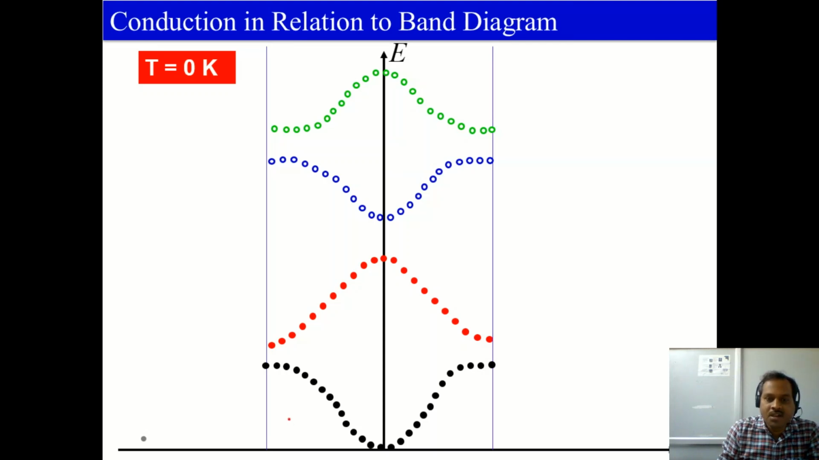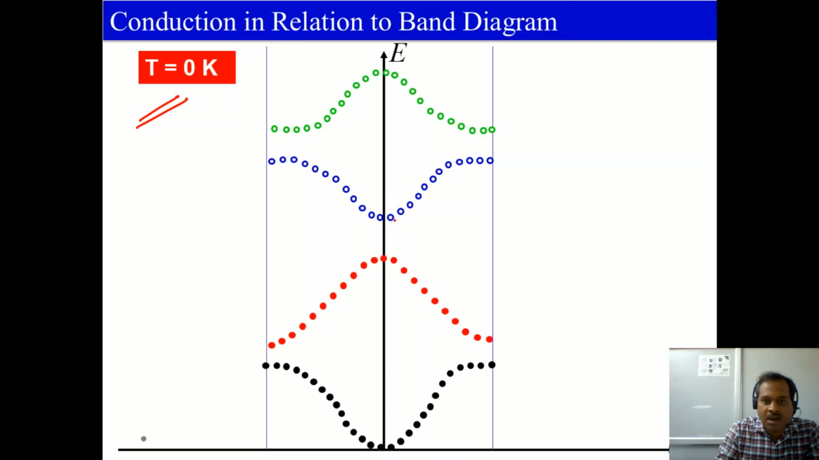So let us consider different types of bands in a solid. This is in the first Brillouin zone. In the reduced zone scheme, this is the E versus K diagram, and suppose let us start with absolute zero temperature. Here the filled circles are filled bands, whereas the empty circles are empty bands. Filled band means it contains the charge carriers, that is the electrons.